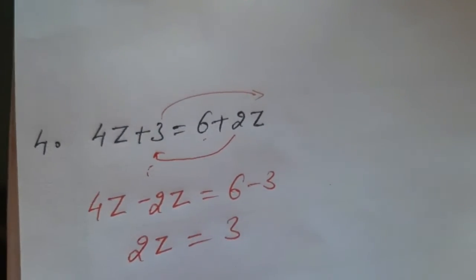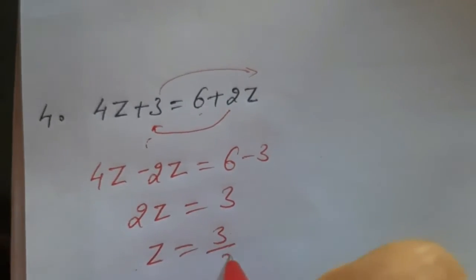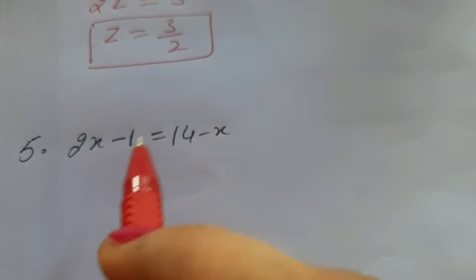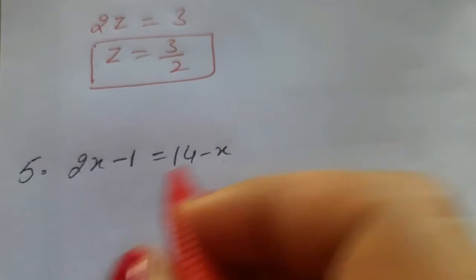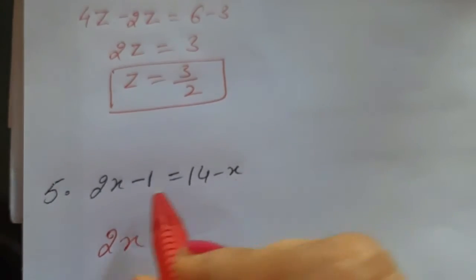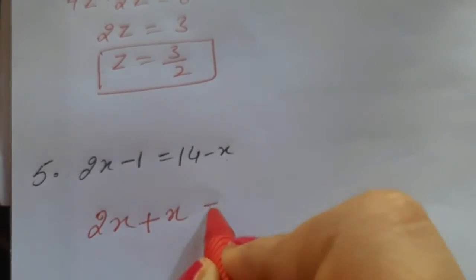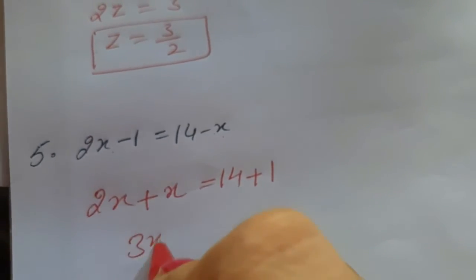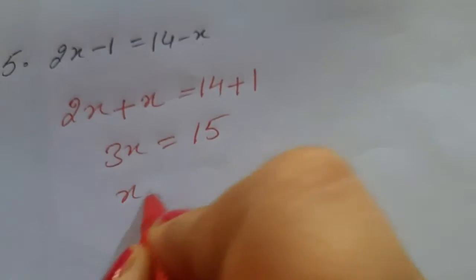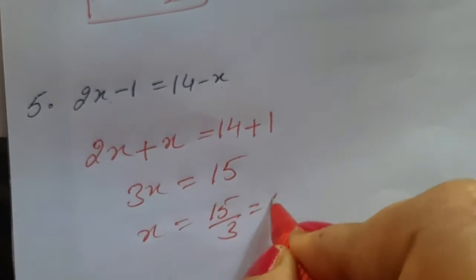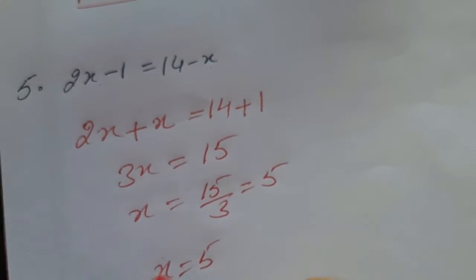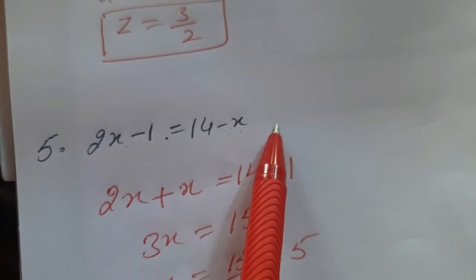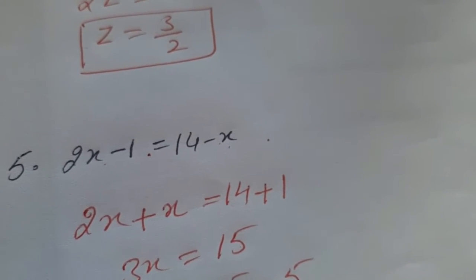Or 2z is equal to 3, or z is equal to 3 by 2, by just dividing it. Next is 2x minus 1 is equal to 14 minus x. So we will transpose minus x to the left, so it will become plus x. 14 minus 1 to the right, plus 1. It will become 3x is equal to 15, or x is equal to 15 by 3, that is 5. So x comes out to be 5. You can check the result by putting the value in the left hand side as well as in the right side and check it out.